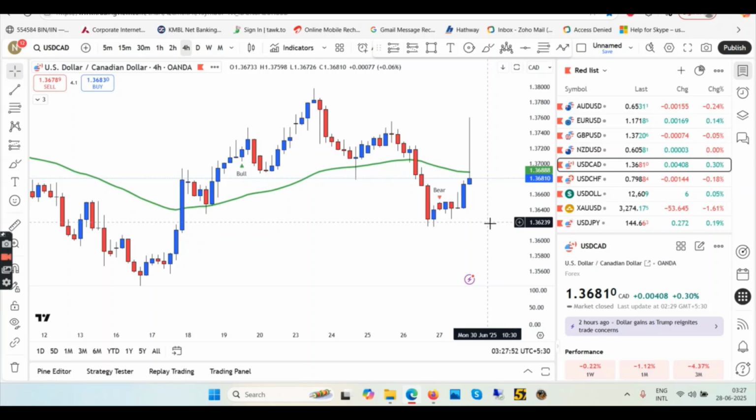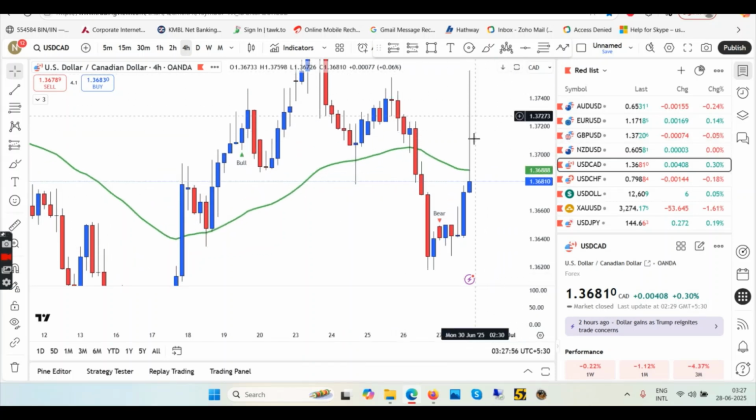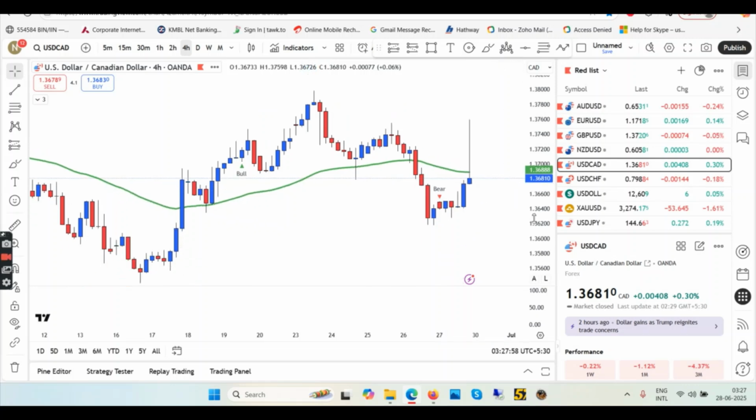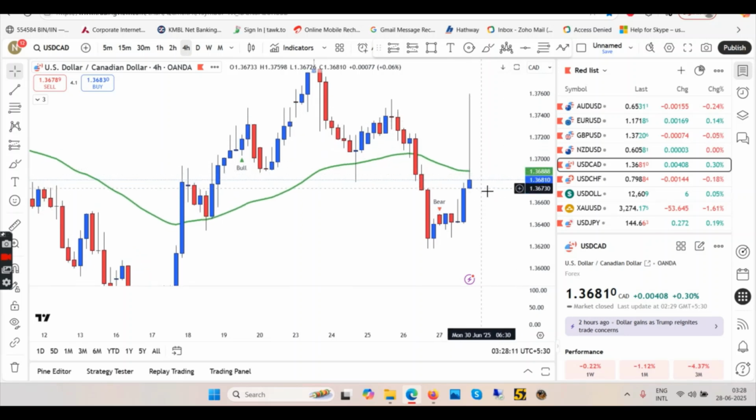If you have any experience of manual trading, you know this is your entry. This huge long wick, this is a bearish hammer. The sellers have taken control of USDCAD in the last 4 hour candle on Friday. Huge wick, and then we have closed below the EMA.